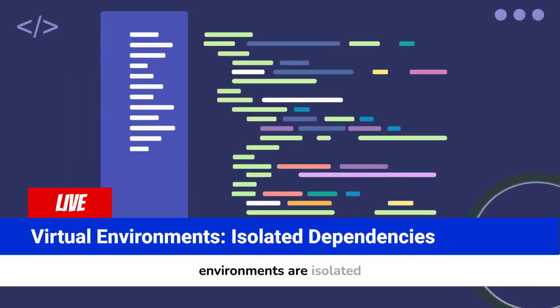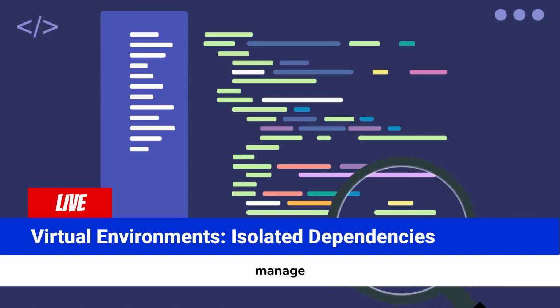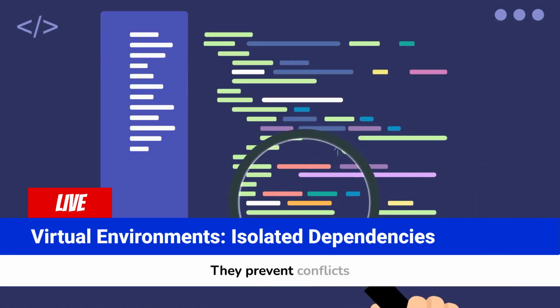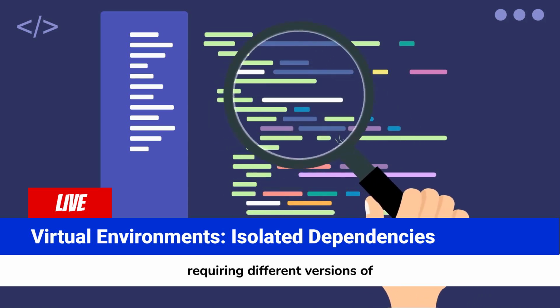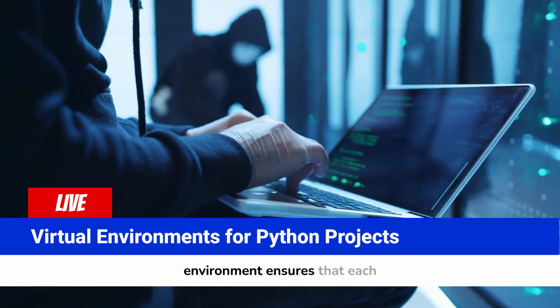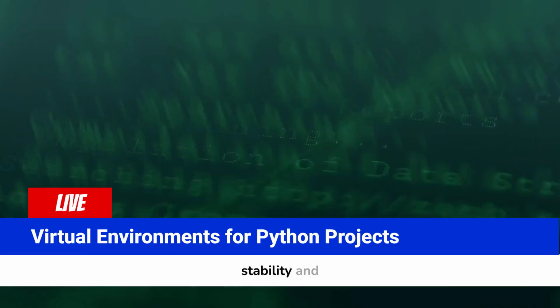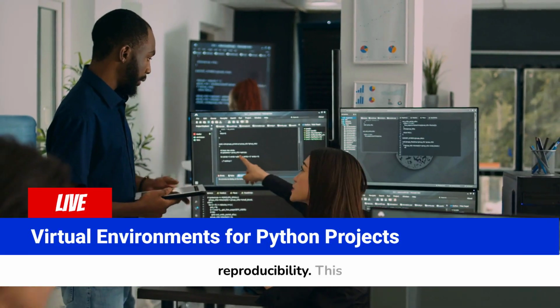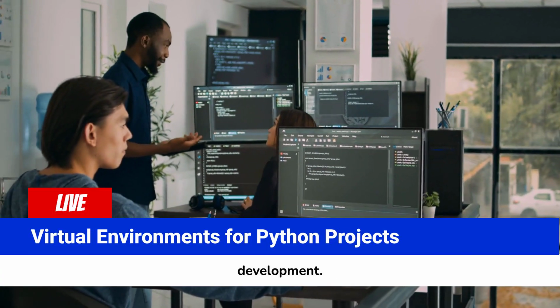Virtual environments are isolated Python installations that manage project-specific dependencies. They prevent conflicts between different projects requiring different versions of the same library. Using a virtual environment ensures that each project has its own set of packages, maintaining stability and reproducibility. This practice is highly recommended for all Python development.